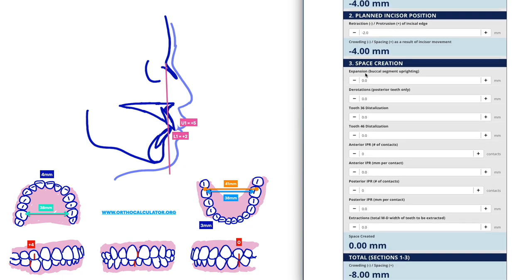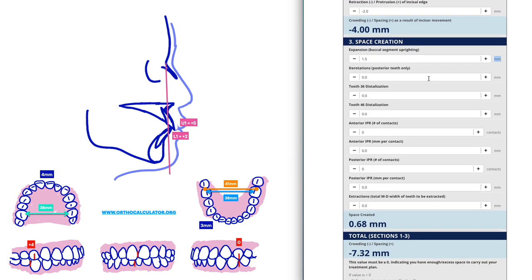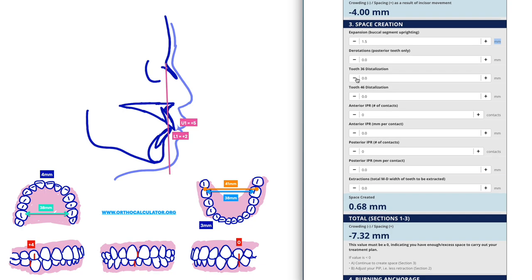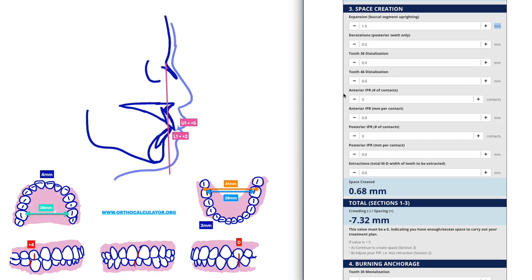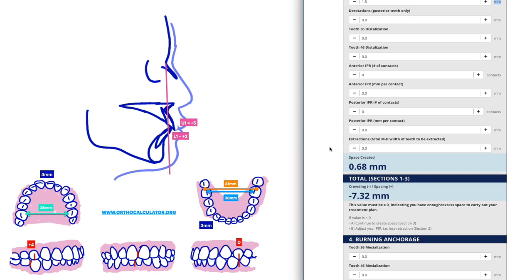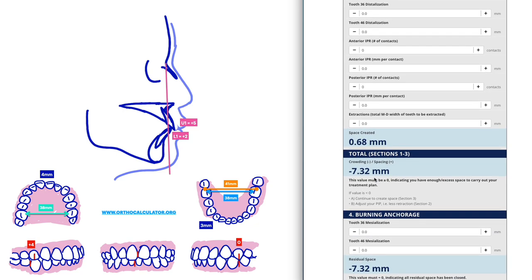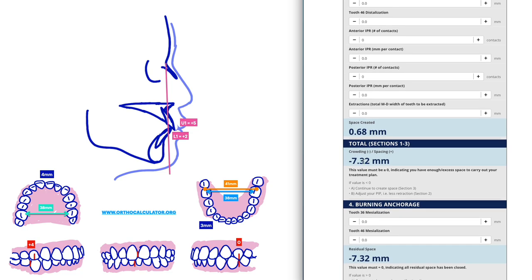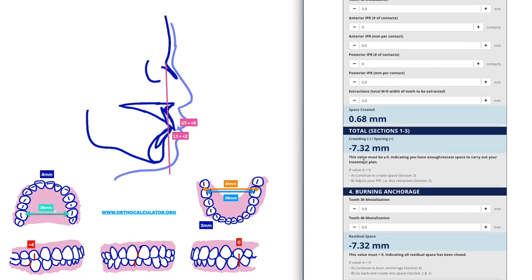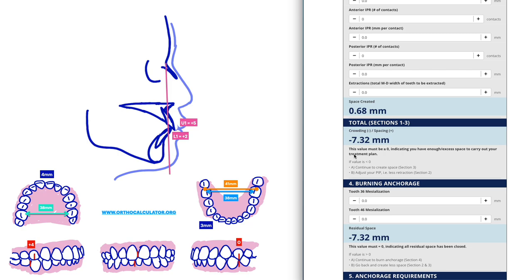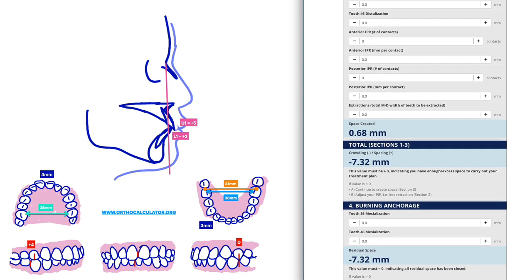And space creation. So for now, I'm going to just add the space we expect from buccal segment uprighting, which we got from the previous calculator. I said it was 1.5. No teeth are going to be derotated here to really gain space. And there won't be any distalization or IPR at this point. And I'm not going to worry about extractions yet. So the crowding here is about 7.32 millimeters.